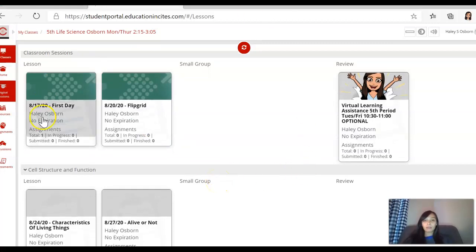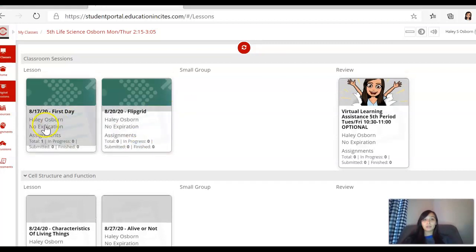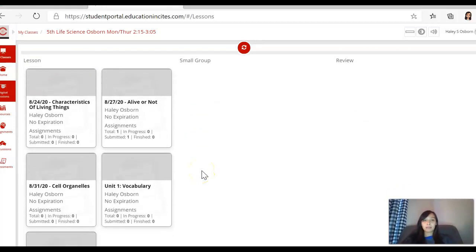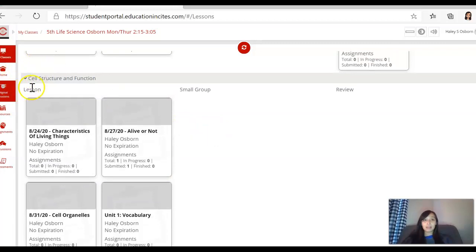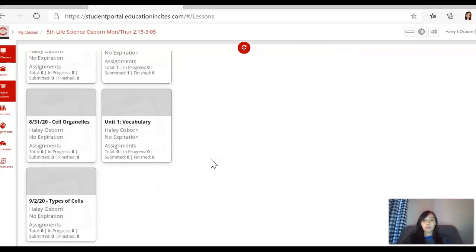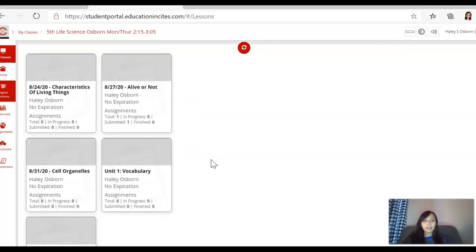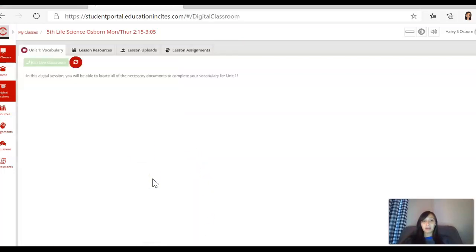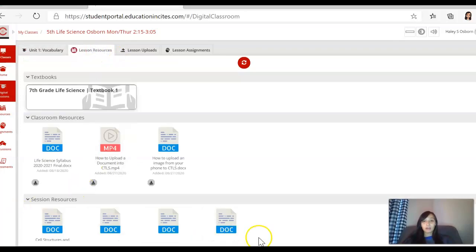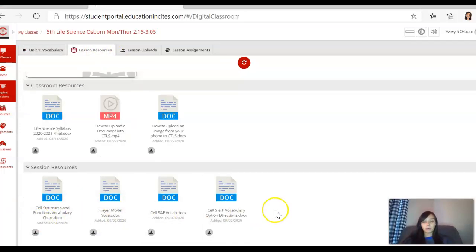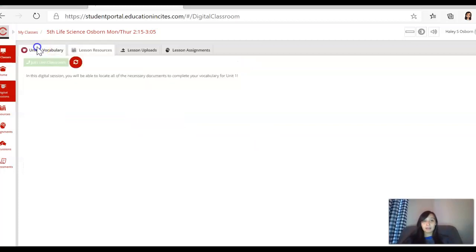You can see I've reorganized this a little bit better than before, so hopefully it's a little bit easier. This was from our first day of school and then our Flipgrid that we did. And then this is our unit, cell structure and function. So everything that we do in regard to that unit will be right here. So here is everything that we've done thus far. I've even made our Unit 1 vocabulary into a digital session, and all those vocabulary resources are right there for you. So you don't have to go back into the original lesson that we did to find those.